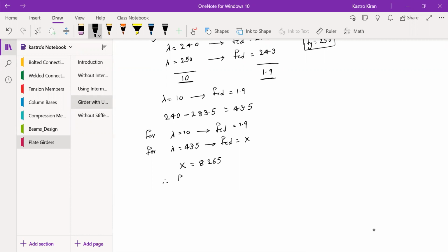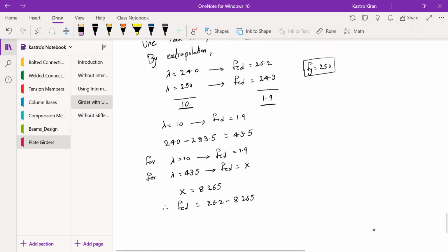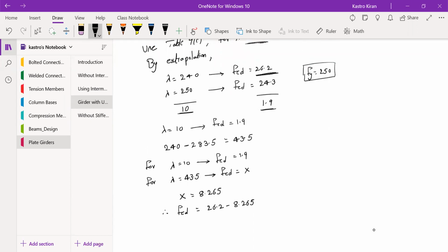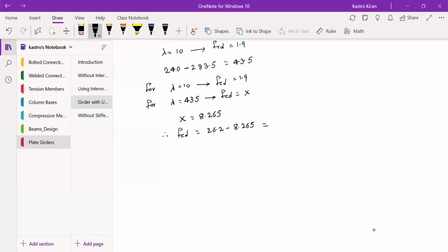Okay, so the final value of FCD is calculated as 26.2 minus 8.265. What is this 26.2? 26.2 is the value of FCD when lambda equals 240. So finally, you're going to get the value of FCD.